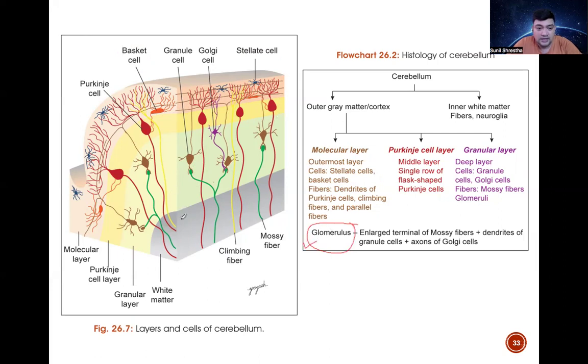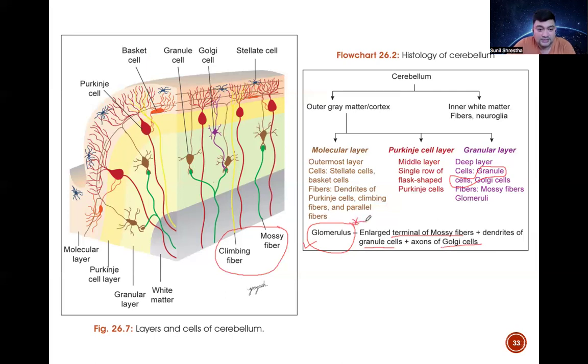Many times we use the term glomerulus. Especially here, there are a lot of fibers present, and there are two special fibers called climbing fiber and mossy fiber. Some of the terminal enlarged part of the mossy fiber, the dendrites coming from the granule cells present in the granular layer, and the Golgi cells form a rosette-like, rose type of structure, and that structure is called the glomerulus.